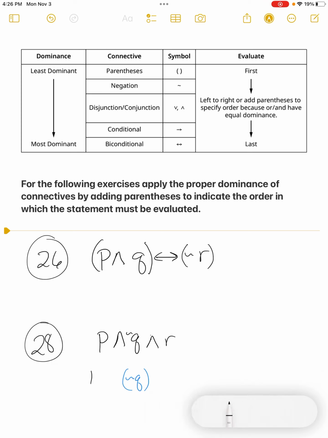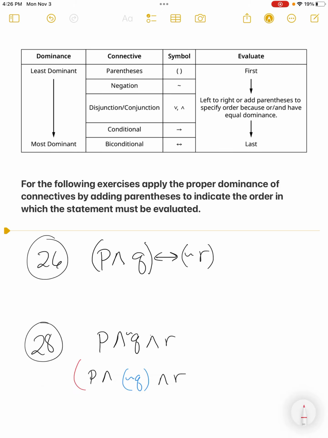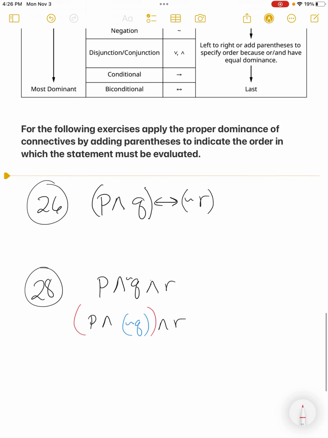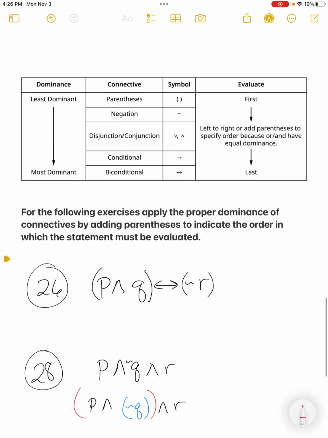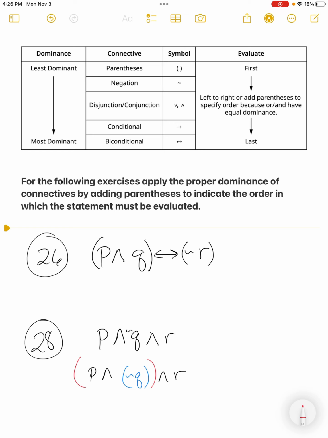Then you would go back to black, and you would do things in order from left to right. So the next thing that you would do, and I'll put that in red, is this right here. And then the last thing you would do is take that result and add it to R. You're never doing more than one thing at a time. So you do the negation of Q first. Why? Because it's first in the order of operations.